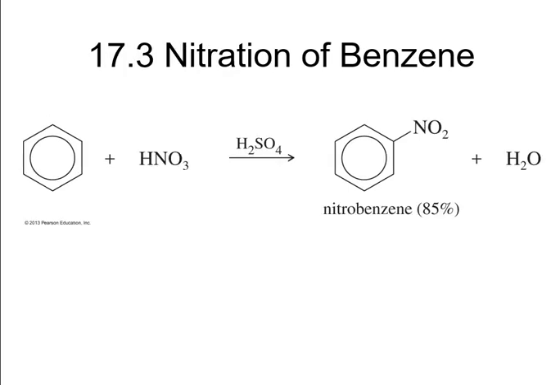The next reaction we're going to talk about, after halogenation, is nitration, putting on nitro groups. Now your catalyst in this case is a strong acid, and usually it's sulfuric acid.